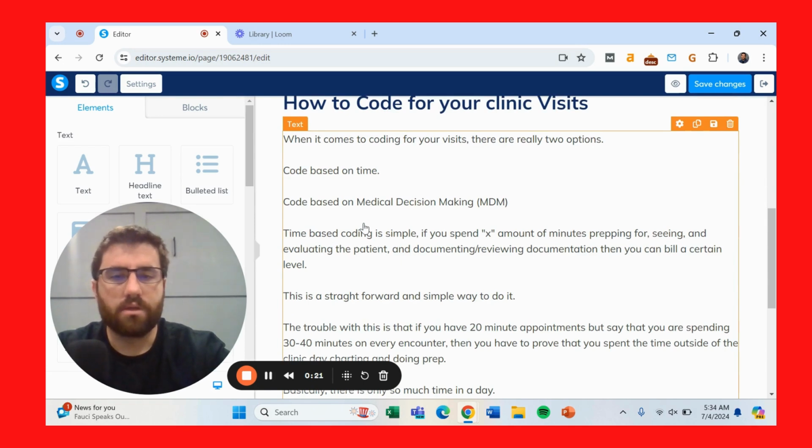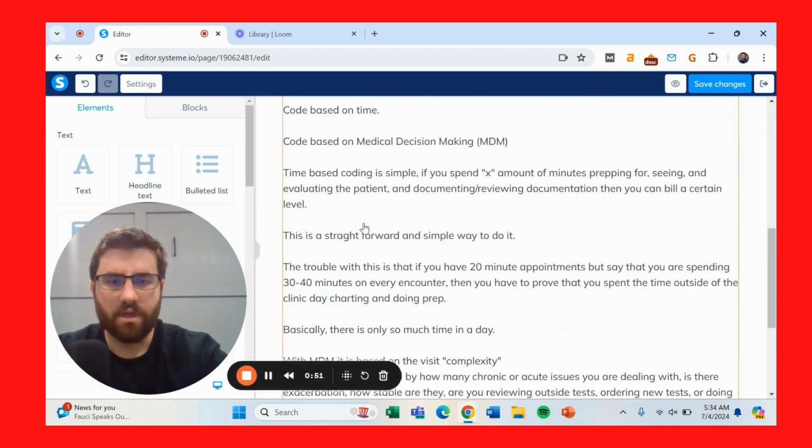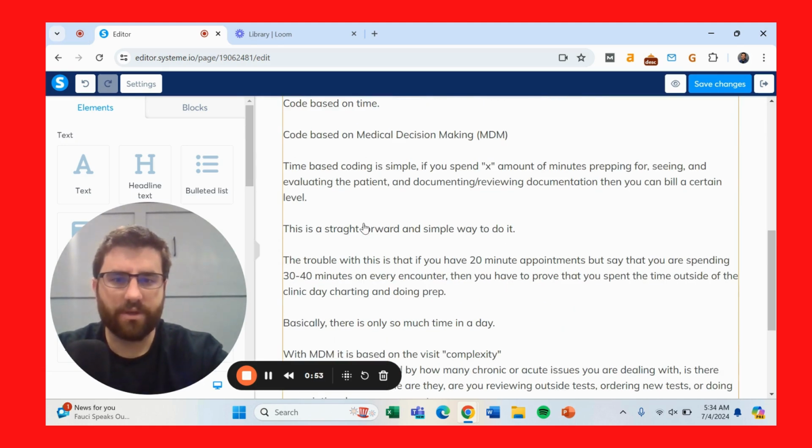So when it comes to time-based coding, this is really simple, right? You spend X amount of time prepping for, seeing, documenting, reviewing, communicating, all that kind of stuff about that patient case. That's pretty simple. If you have a 20-minute visit, you spend 20 minutes doing all that stuff. You spend 30 minutes doing all that stuff. You put a little blurb about how you spent 25, 35, 40 minutes, whatever it is, engaged in that patient encounter. And that's how you can bill for it, plain and simple. It's a very straightforward, simple way to do it.